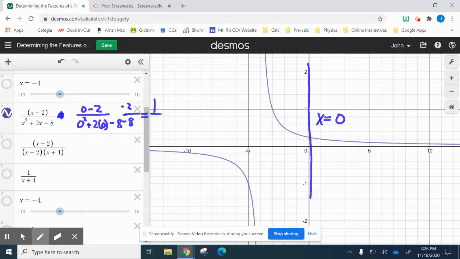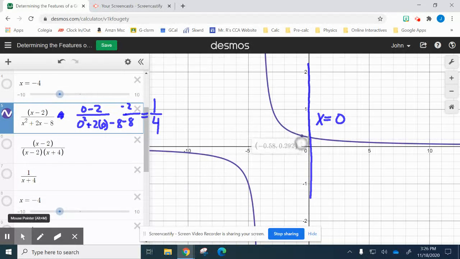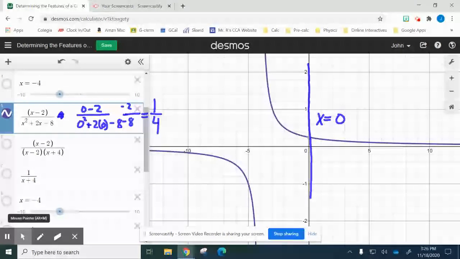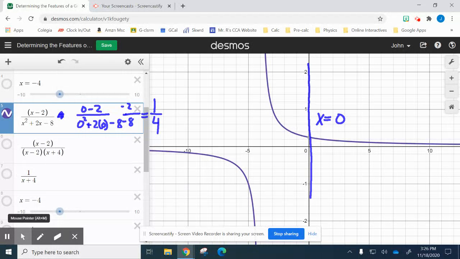Right? So I should be able to go to my pointer over there, and right there. There it is. Our y-intercept is 0, 0.25, which is 1/4. So for our y-intercept, we put 0 in for x, and we're done.